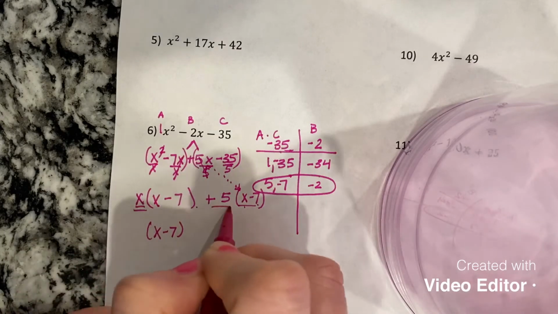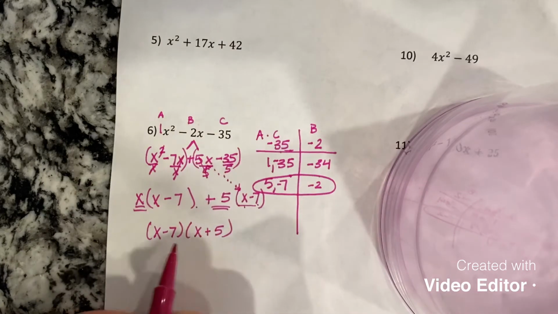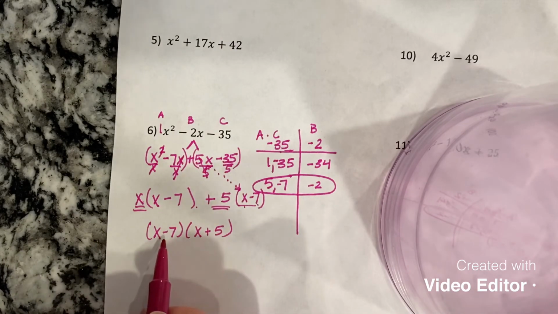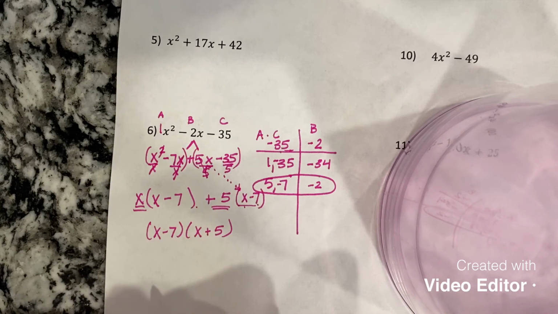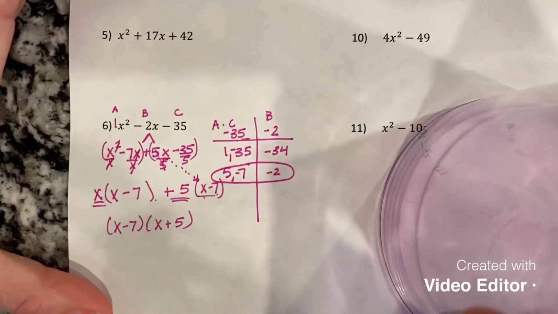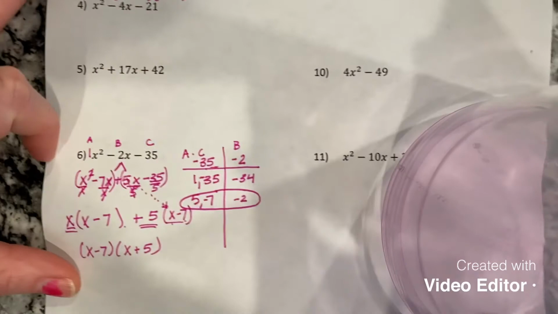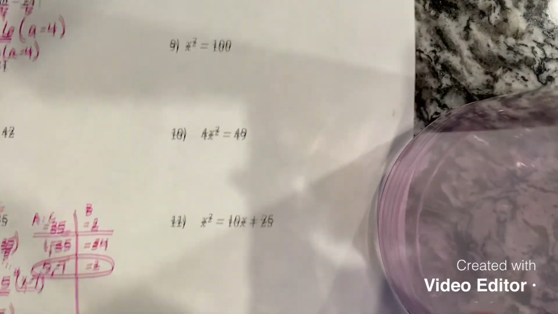And then you take what's left over. It does not matter which order your final answer is in. It could be x plus 5 times x minus 7 or x minus 7 times x plus 5. They're all the same. Okay, so that is where A is 1. That will work for number 4, 5, 6, and 11.